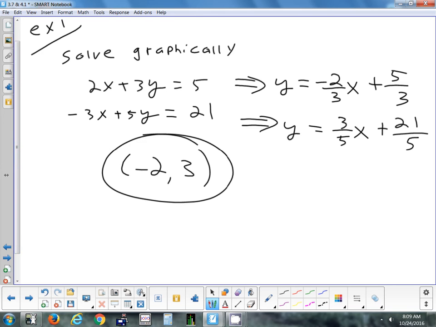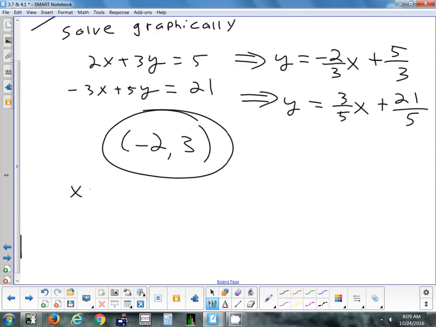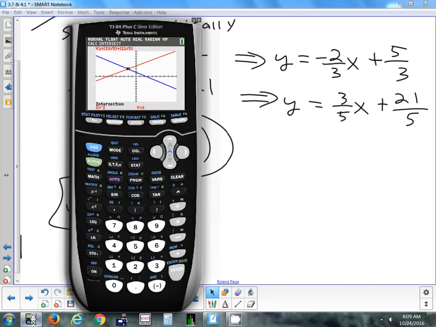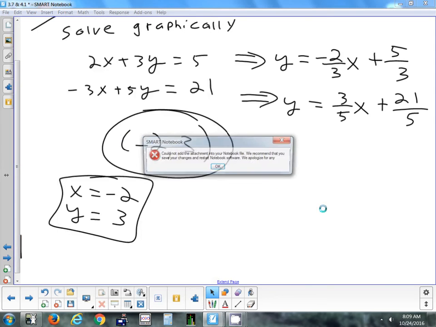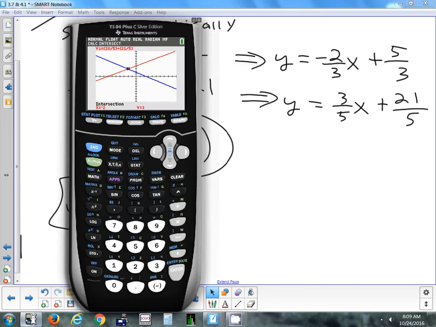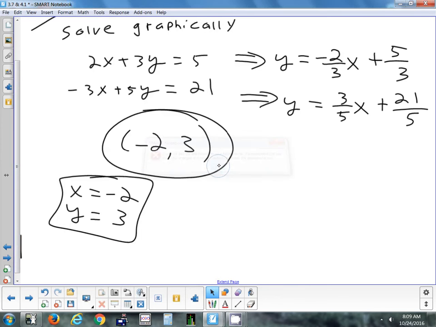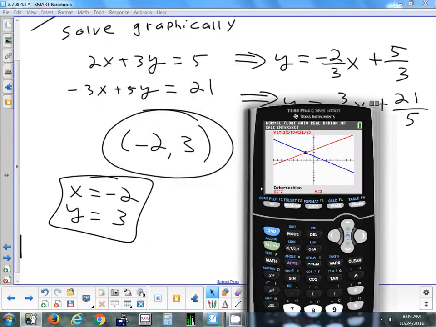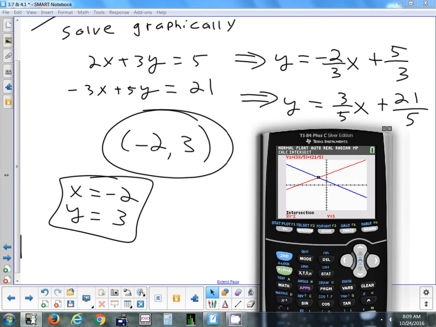Okay. So you can write your answer that way, or you can write it this way. Same thing. But all you have to do is use the calculator. Any questions on that? I was going to try to put the picture there so you could see it, but apparently I can't.